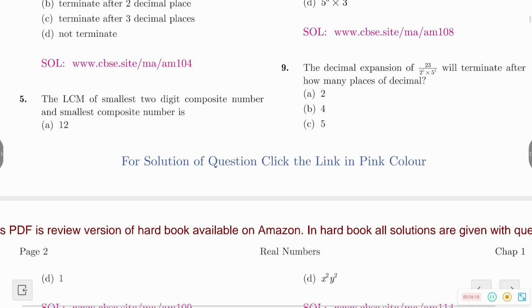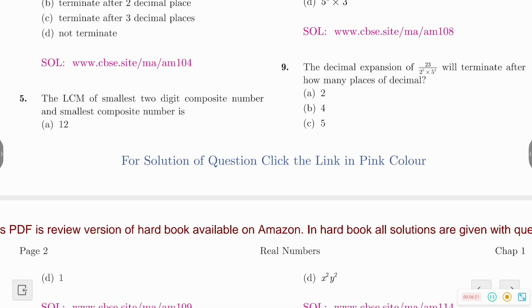Question number 5. The LCM of the smallest two-digit composite number and the smallest composite number is. We have to find out what the smallest two-digit composite number and the smallest composite number are. We know the smallest two-digit composite number is 10. The smallest composite number is 4.